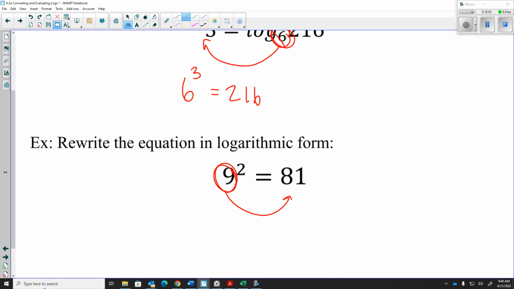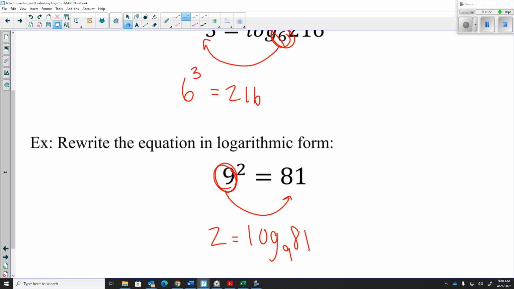What's left over here? 2 equals. The base over here is the base over here. So it's log base 9 of 81. And that's it. We know that 9 squared is 81. And in log form, this is asking you what power do you need to raise 9 to in order to get 81? And the answer is 2.